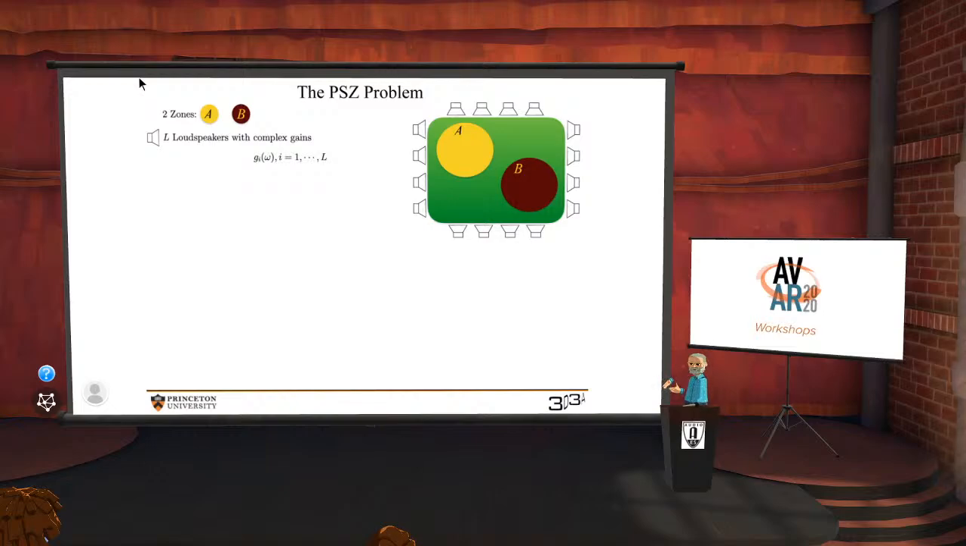I don't know, this equation is too difficult to see from the back. Maybe I used too small a font. Well, I'll read it to you. It's G as a function of omega, and there's an index i. i goes between 1 and L. So L is the number of speakers, and G is the frequency-dependent gain of each of these speakers. So there are L speakers. In this case, I don't know, there are 16, I think.